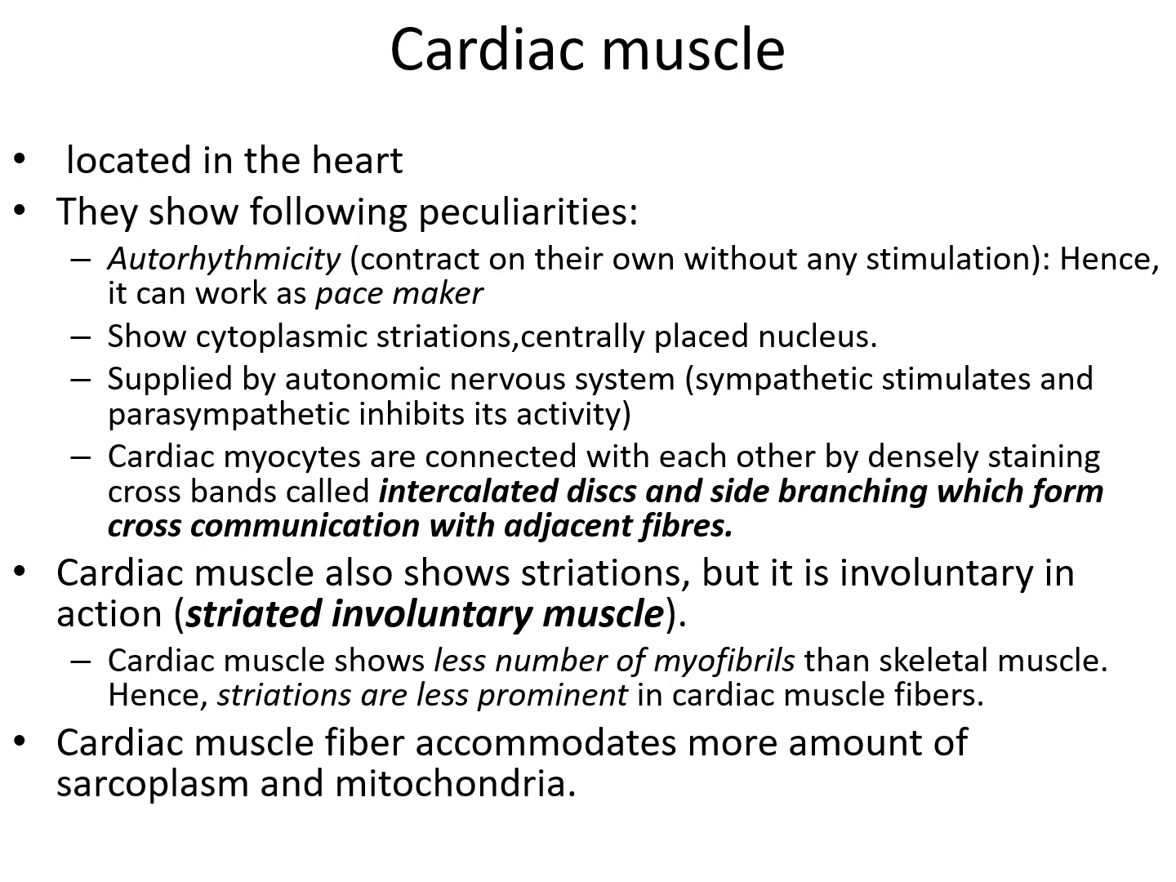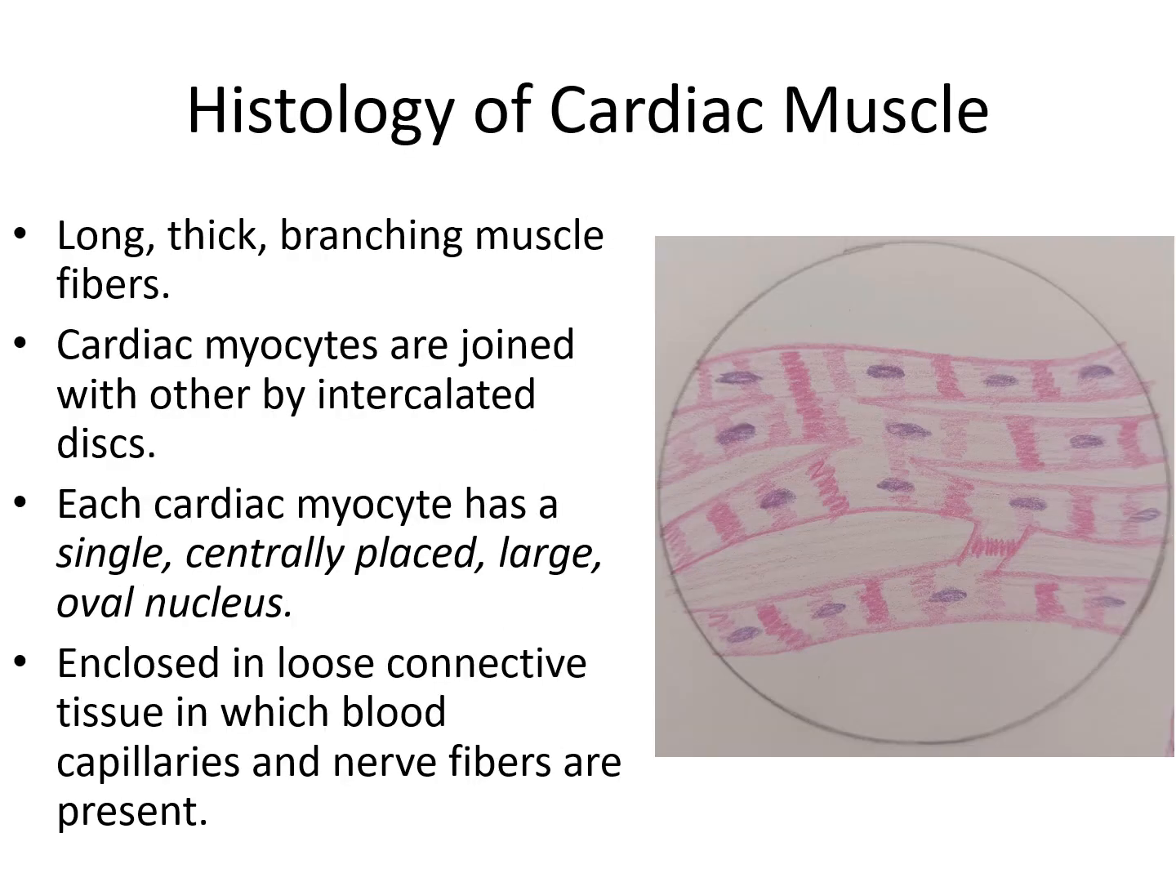Then the cardiac muscles show a smaller number of myofibrils, and that's why the striations are less prominent. The cardiac muscle fibers accommodate more mitochondria and sarcoplasm. When we see the cardiac muscle under the microscope, the myocytes will appear long, cylindrical, thick, and they are showing branching fibers. So the muscle fibers of cardiac muscle show a branching pattern.